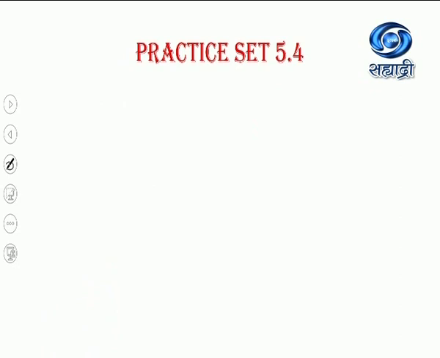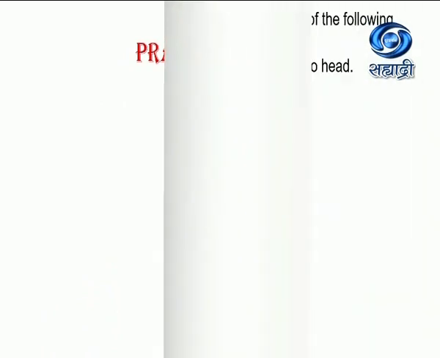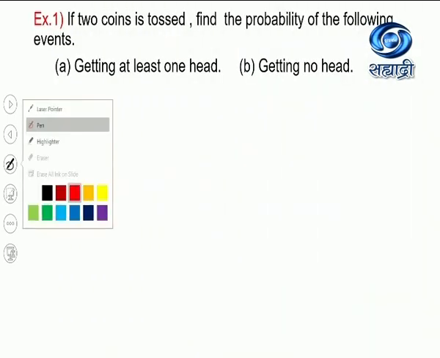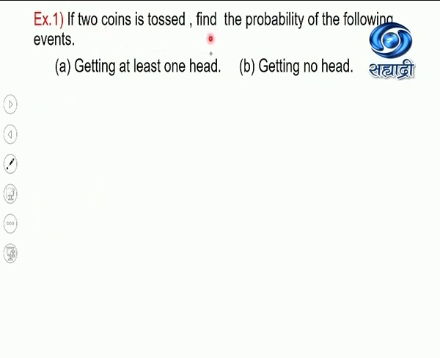Now by using this formula, let us solve practice set 5.4. First example: if two coins are tossed, find the probability of the following events.